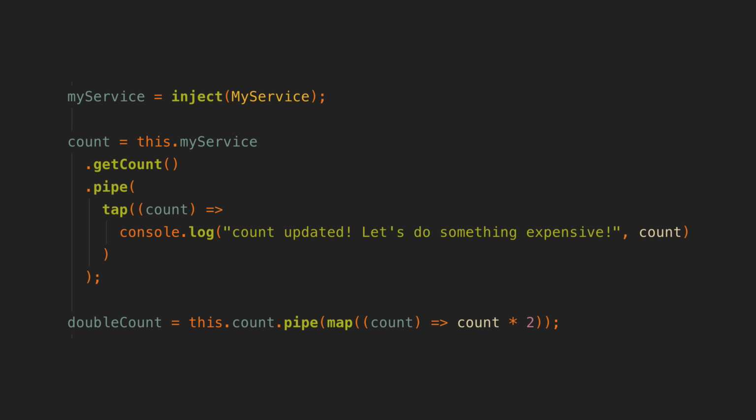And as well as this, since double count is derived from count, this side effect will also be triggered whenever we try to access double count's value in the template, because a subscription to double count will cause a subscription to count. But this is not immediately obvious from the code. So we've only scratched the surface of the sorts of traps someone might fall into if they don't have a deep understanding of RxJS concepts.